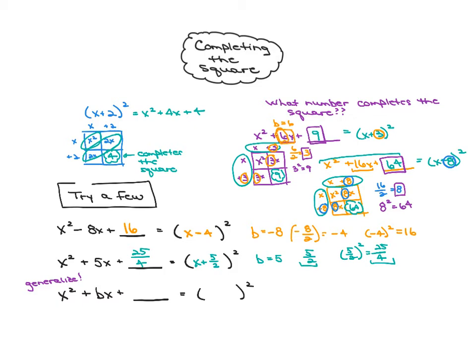Finally, if we're going to generalize, mathematicians love to generalize, I take b and divide it by 2, take just half of it, and then square it. This is going to give me what I need to complete the square, which is b squared over 2 squared, or 4. So b squared over 4 completes the square, and it factors into the binomial x plus b divided by 2 squared.